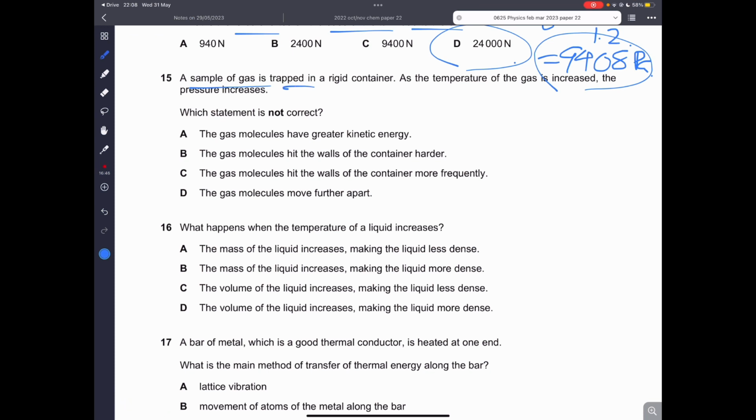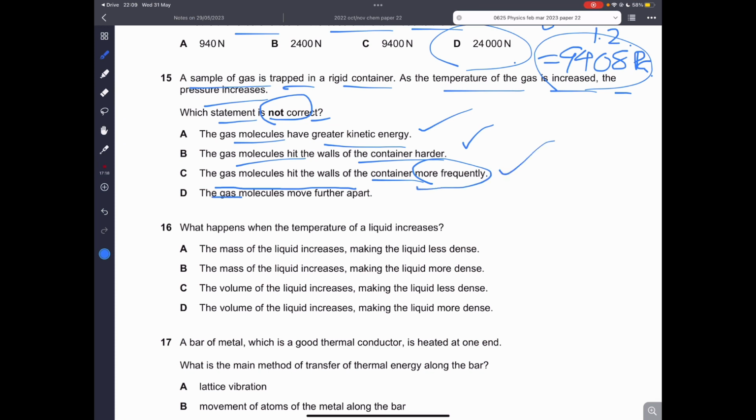15. A sample of gas is trapped in a rigid container. As the temperature of the gas is increased, the pressure increases. Which statement is not correct? Remember, not correct. The gas molecules have more kinetic energy. This is a correct statement because the temperature is increased. And because the temperature is increased, the gas molecules will hit the wall of the container harder. This is correct. The gas molecules hit the walls of the container more frequently.